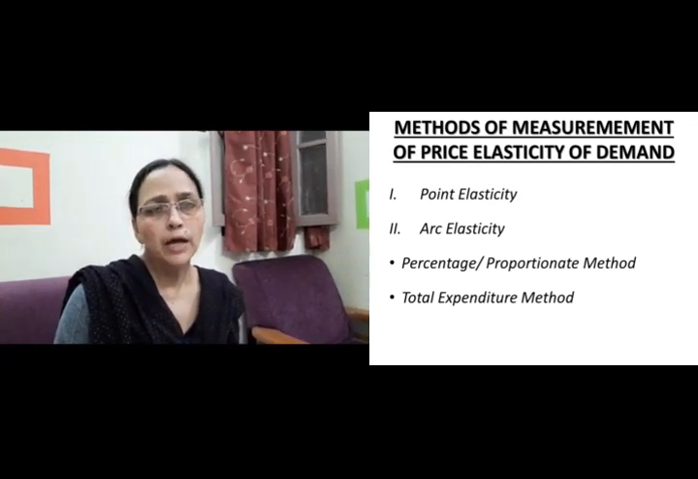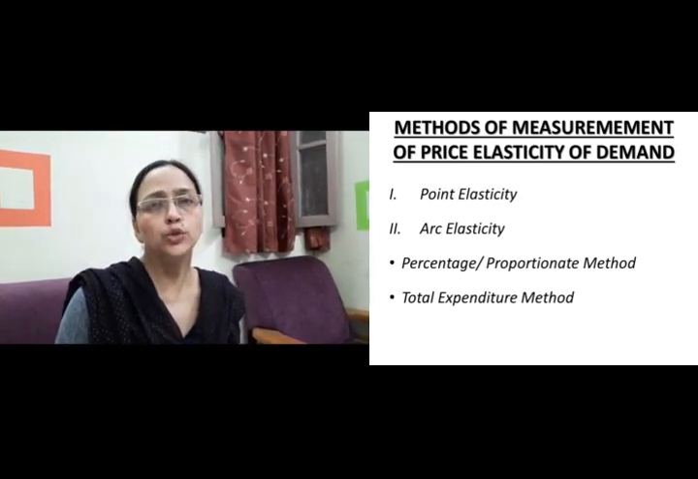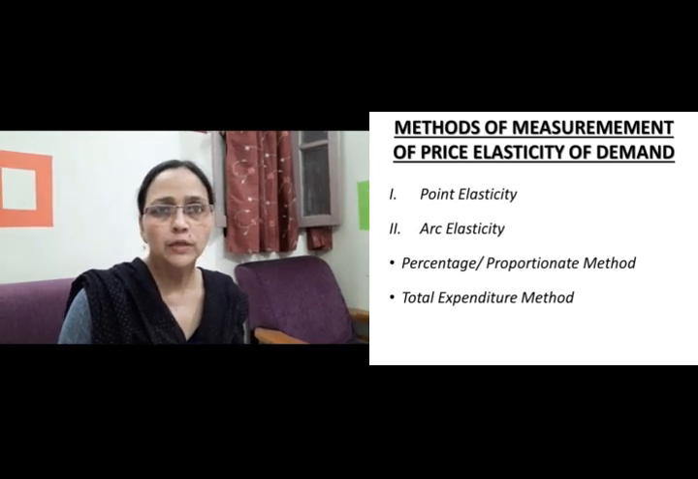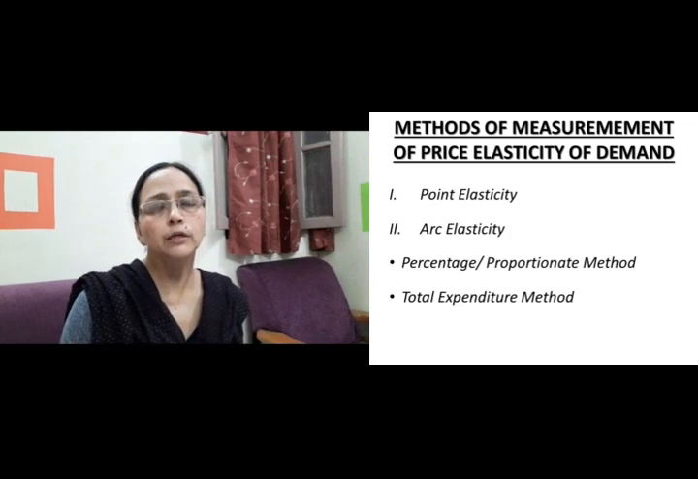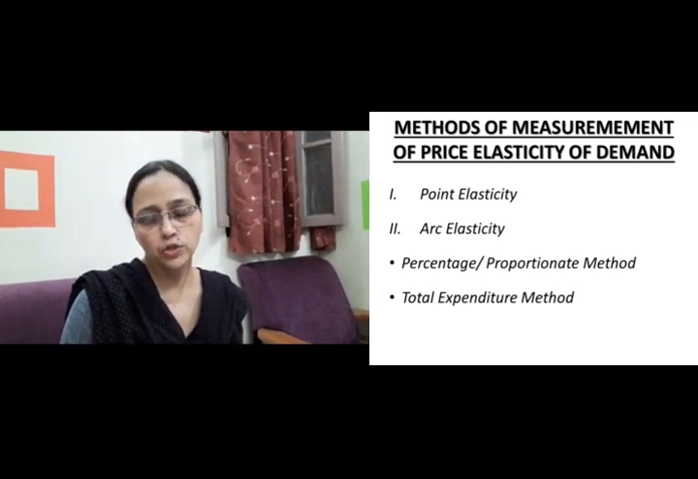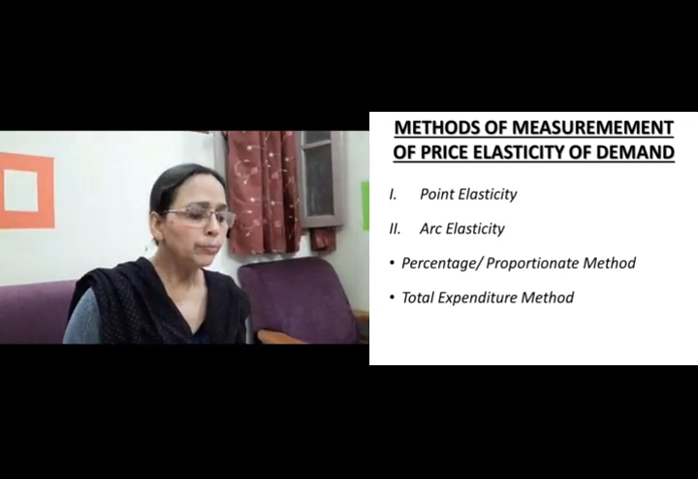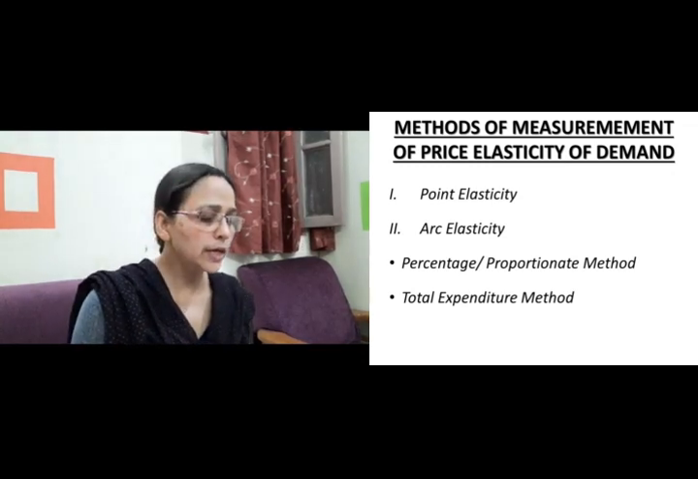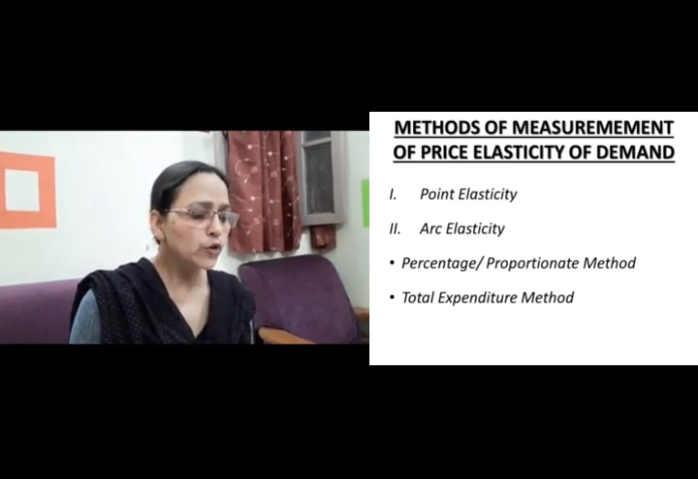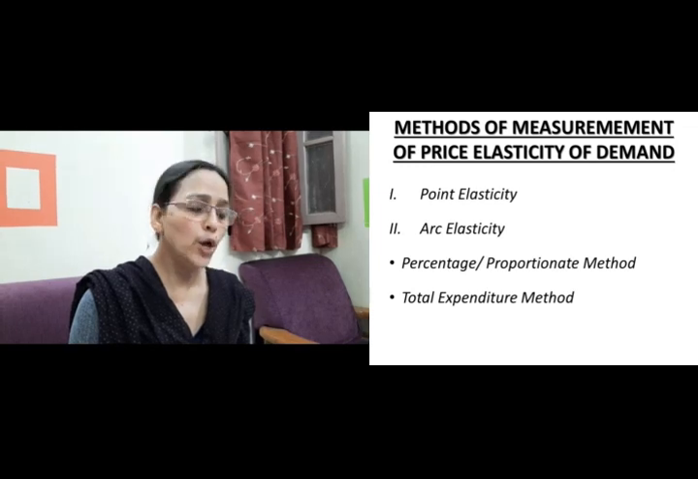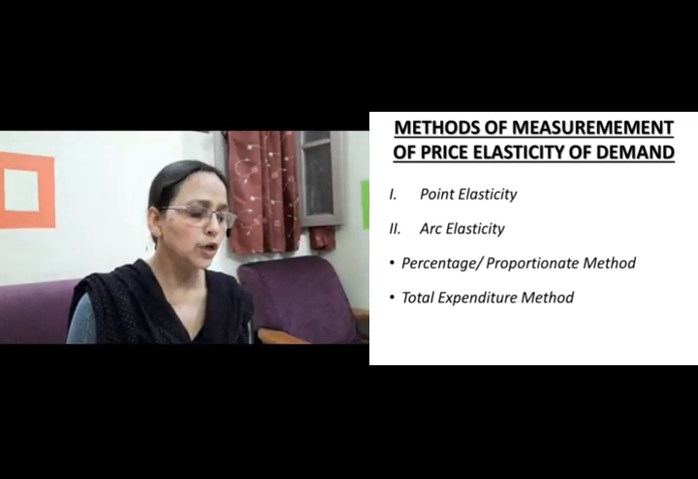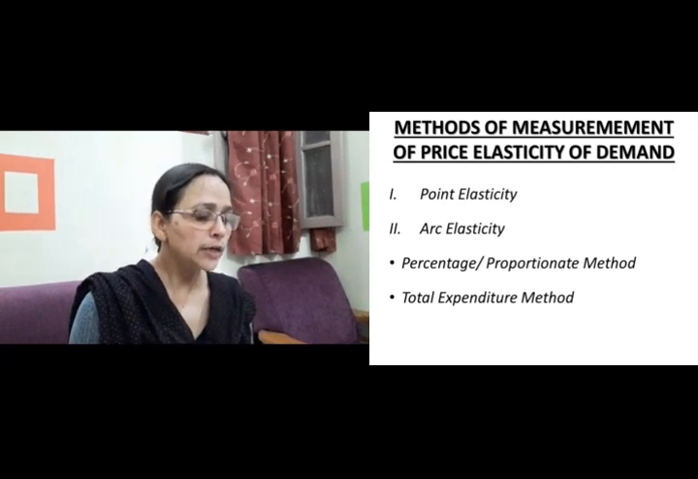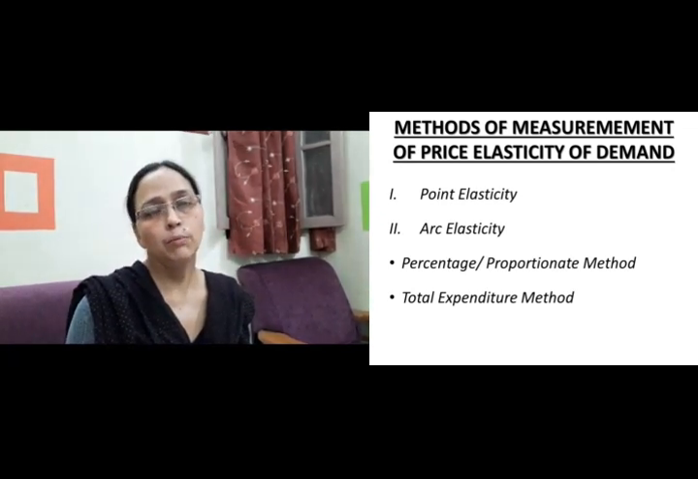Overall, the methods of measuring elasticity are three. One, the point method that you have seen, second is the percentage or proportionate method, and third is the total expenditure method. Now the percentage or proportionate method says that price elasticity of demand is measured by the ratio of percentage change in the quantity demanded to a percentage change in the price of the commodity.